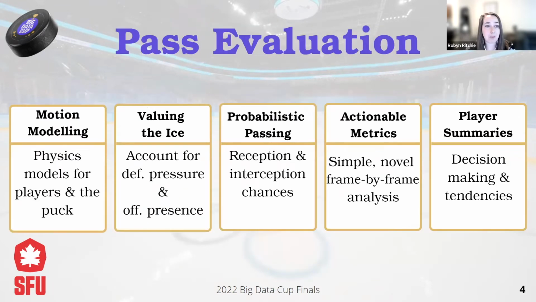Our analysis has 5 major components. We first look at modeling the motion of the players and the puck using physics-based models that account for friction, drag, and reaction times. We then look to assign value to the ice, where we define areas that are under the control of each team. We build a multitude of probabilistic passing models, which quantify control, possible interceptions, and scoring chances. These models are utilized to create actionable, novel metrics to determine what passing angles are optimal for various scenarios. We then use these metrics to gain insight into player tendencies and their decision-making abilities when it comes to passing.